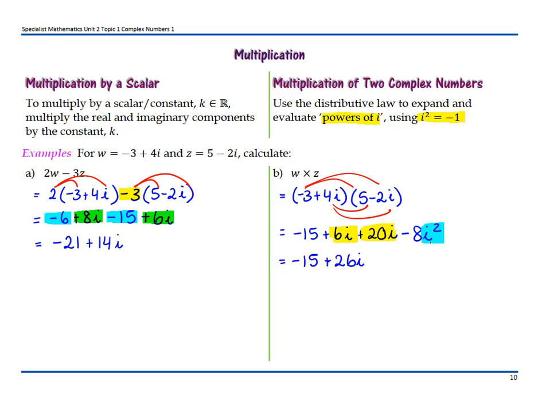And then -8i squared is -8 times -1, because i squared is -1. So that's +8. So plus 8. And now I have the real parts to bring together. So -15 plus 8 is -7 plus 26i.